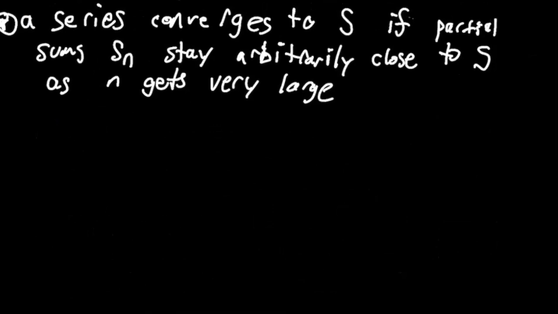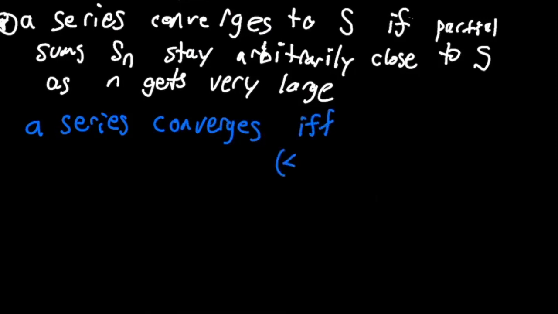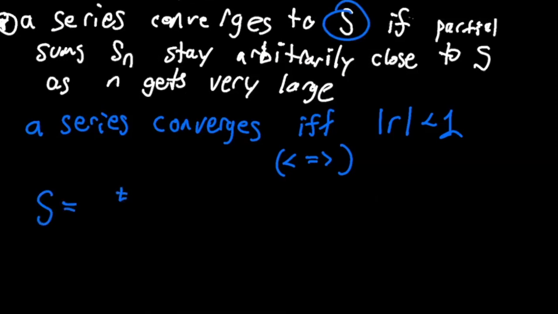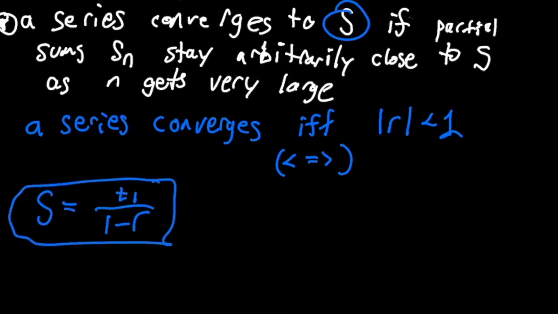So we can determine if a series converges by looking at the common ratio. A series converges if and only if, which just means that the statement goes in both directions, the absolute value of the common ratio is less than 1. So that's how we can quickly determine if a series converges. The value that it converges to, S, is equal to t1 over 1 minus r. So just a shortened version of the partial sum equation that we had above.